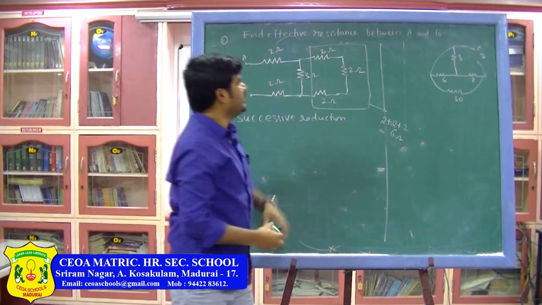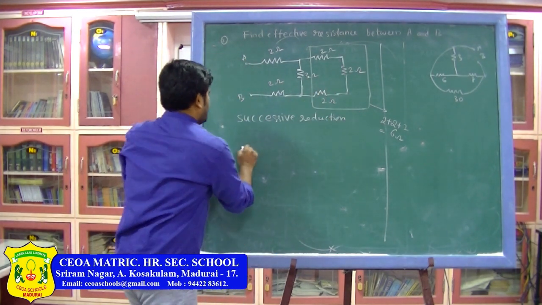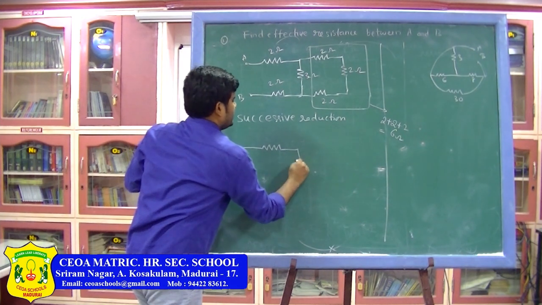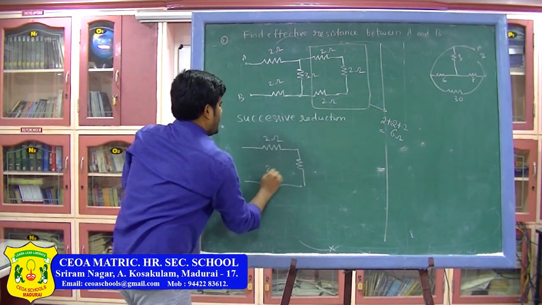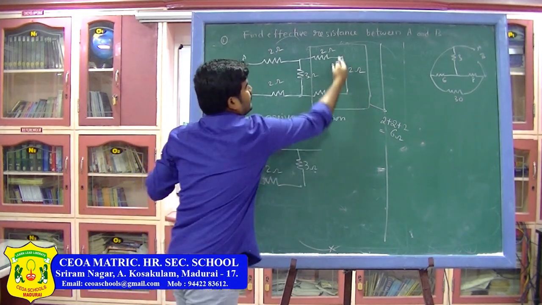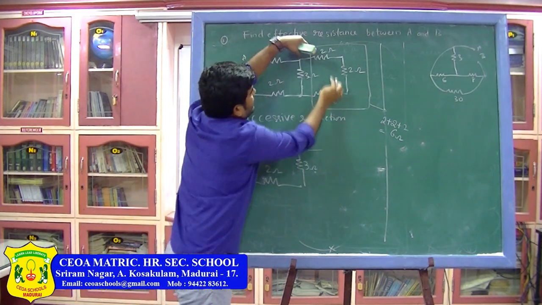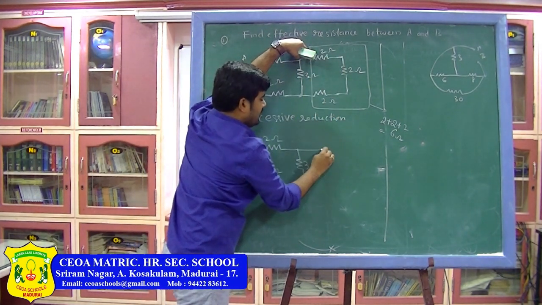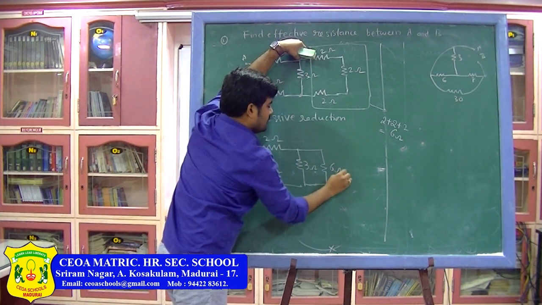Now after simplifying this, redraw the circuit in the next step. Redrawing the circuit, you will get this circuit: 2 ohm and this is 2 ohm and this value is 3 ohm. Now the value which we simplified is this 6 ohm, and you can replace this with one resistor that will be parallel with the 3 ohm resistor like this. This is 6 ohm and 3 ohm.